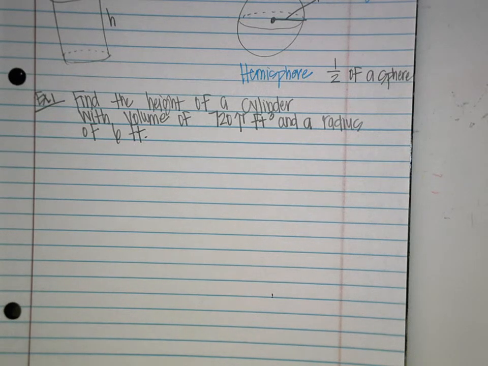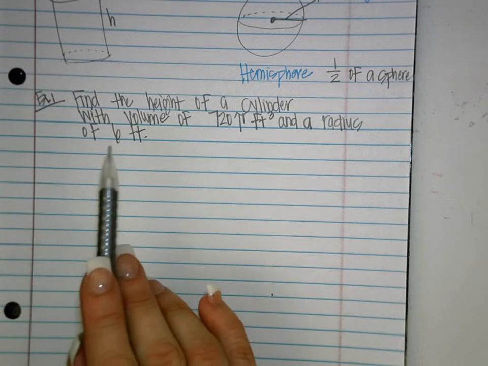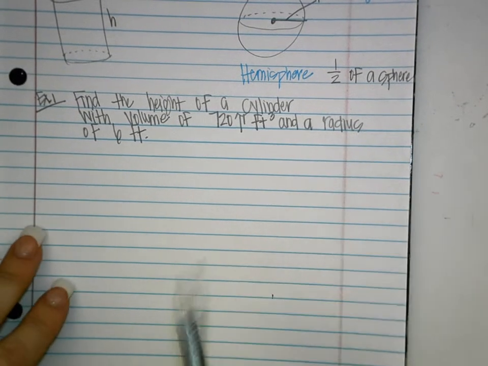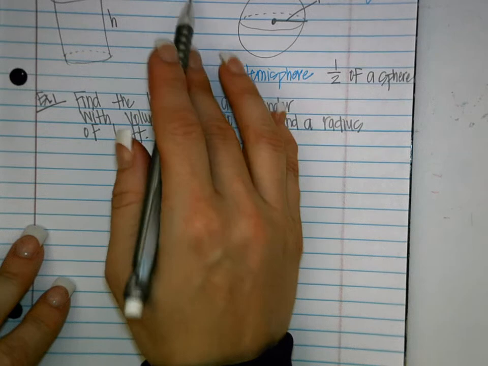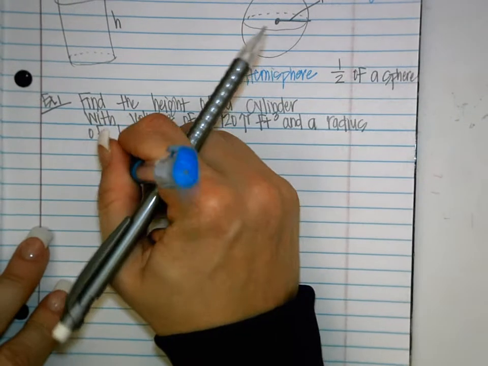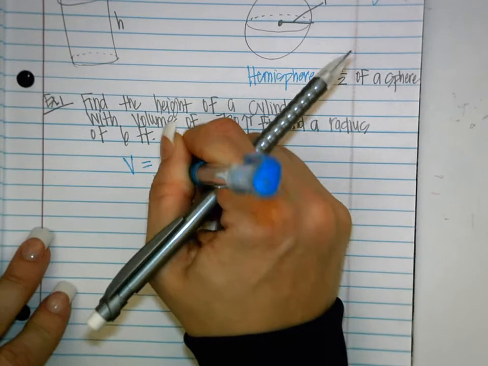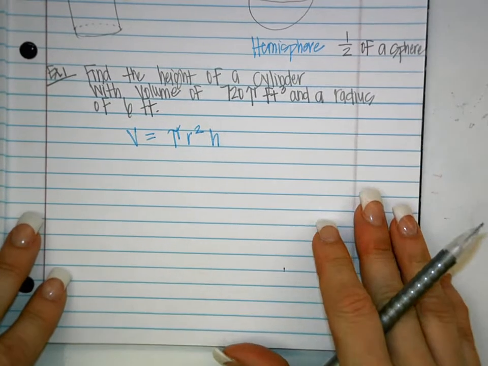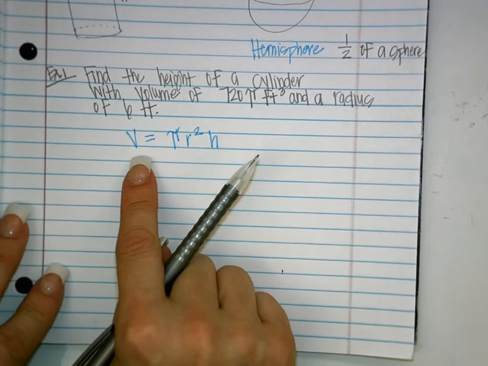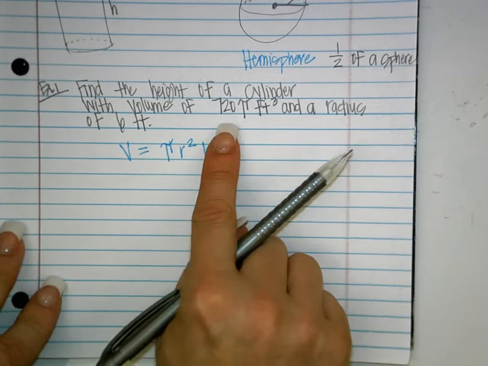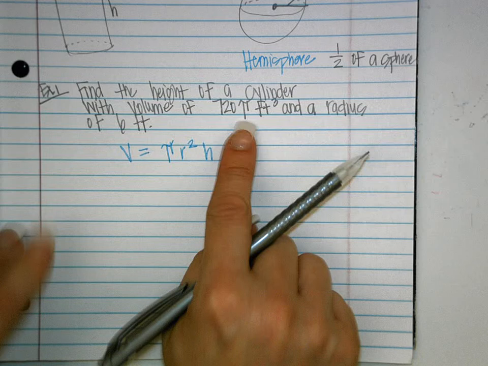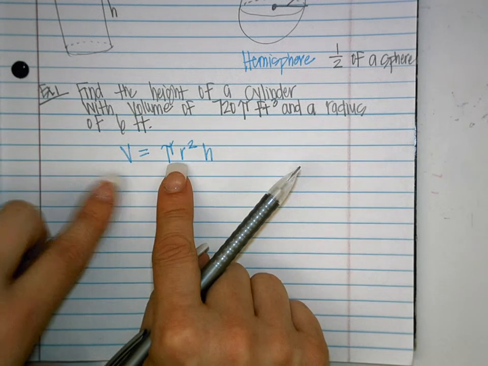So, obviously, we need to use the volume of a cylinder formula. What is the volume of a cylinder formula? Pi r squared times height. Volume equals pi r squared times h. Then, we're going to plug things in. What would I plug in for volume? 720 pi. They gave you this. You're going to have to solve. You're not doing everything on one side.